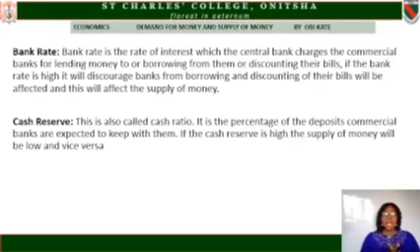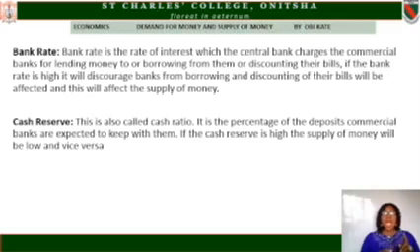Now, let us look at the meaning of this. Bank rate. Bank rate is the rate of interest which central bank charges commercial banks for lending money to or borrowing from them or discounting their bills. If the bank rate is high, it will discourage banks from borrowing, and discounting of their bills will be affected, and this will affect the supply of money.